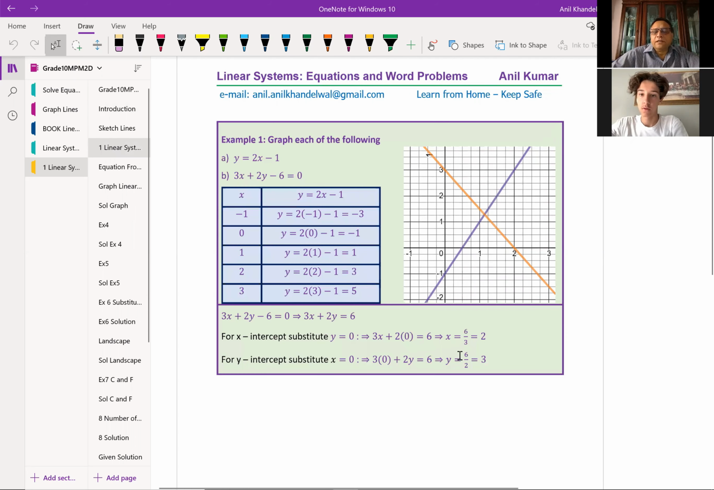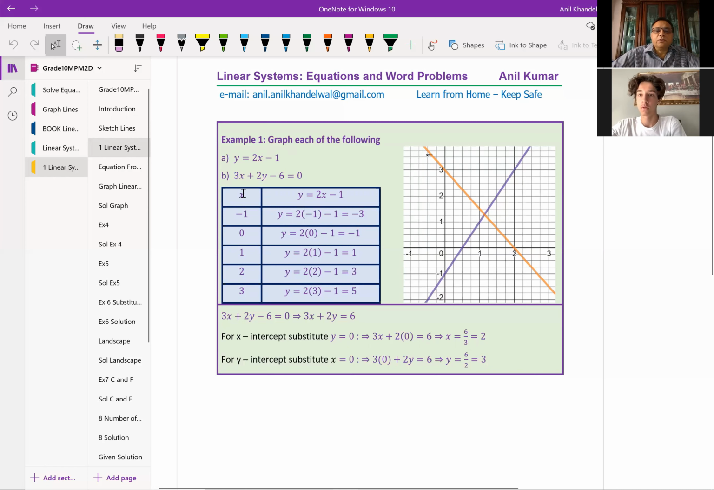So here is a linear system which we talked about earlier, where the equation of the line was y equals 2x minus 1 and 3x plus 2y minus 6 equals 0. So the first line is given in slope and intercept form, the second one in standard form. There are two lines represented by two different equations, they form a system. If these lines intersect, we say they have a solution. We say the system is consistent, right?